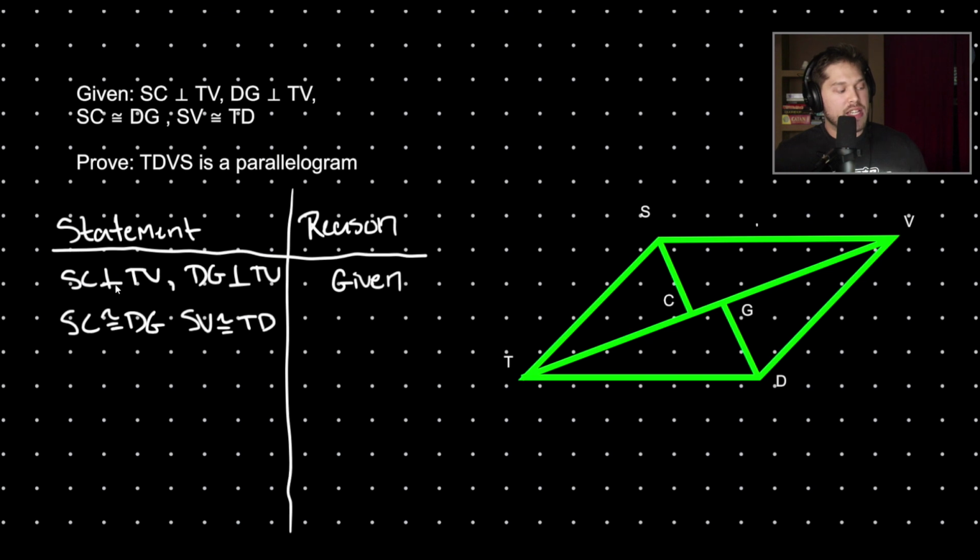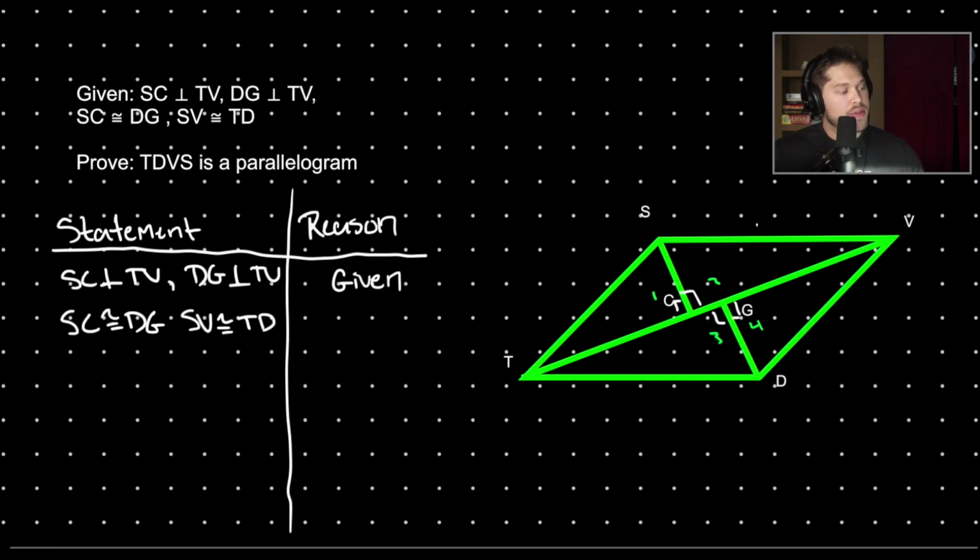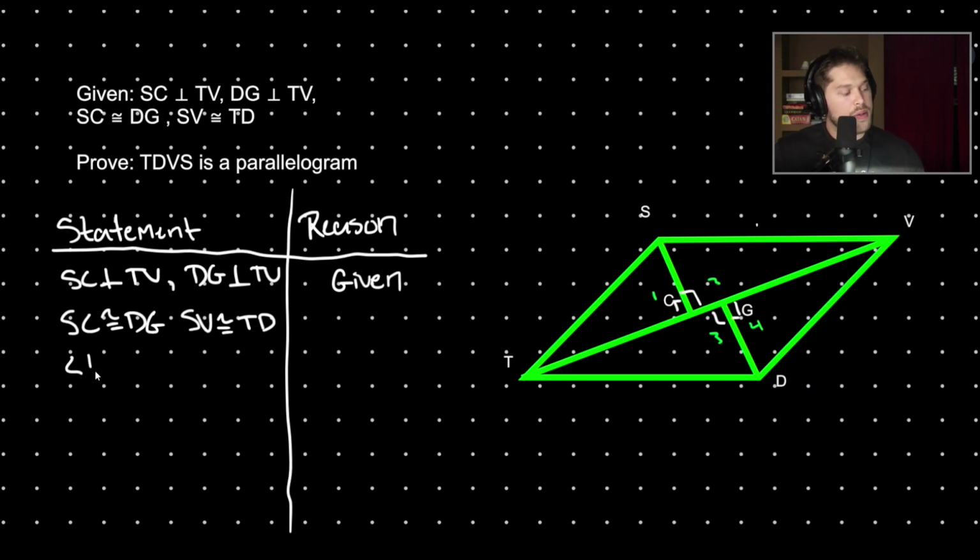Firstly, we were given that SC is perpendicular to TV, and that tells us that these angles are right angles. We are also given that DG is perpendicular to TV, so these angles will also be perpendicular. So just to save space in the statements, I'm going to call all these angles 1, 2, 3, and 4. And I will say in my statement that angle 1, angle 2, angle 3, and angle 4 are right angles. And this is, of course, by the definition of perpendicular.